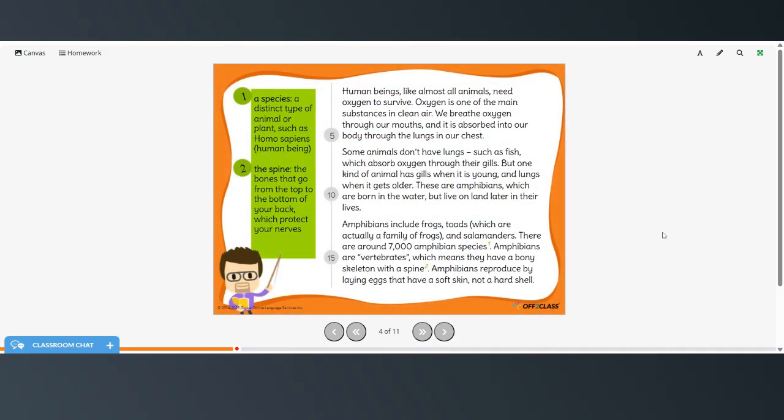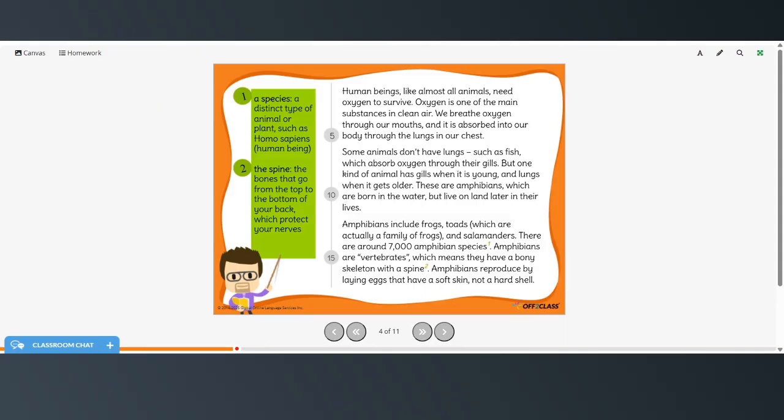Great, so first let's take a look at the vocabulary words. A species: a distinct type of animal or plant, such as Homo sapiens, which is the species to which human beings belong. The spine: the bones that go from the top to the bottom of your back and protect your nerves. Now you can either pause the video and read the article on your own, or you can follow along as I read.